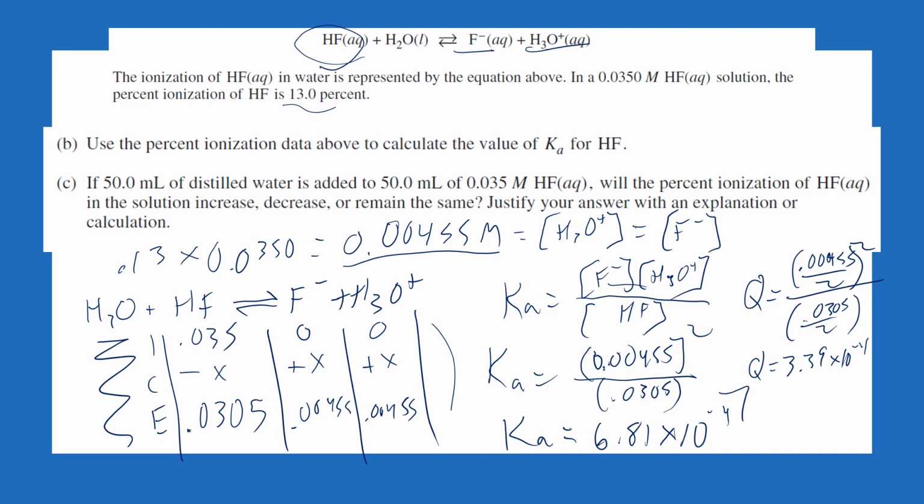When Q is smaller than K, that means that you don't have enough products. It will need to make more products to make Q larger to reach equilibrium. So the percent ionization will increase because you'll need to make more products to get the value of K to stay constant at that same temperature.